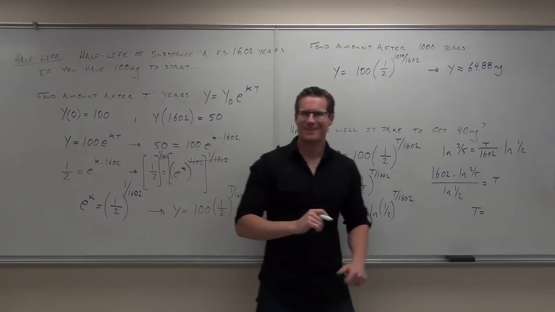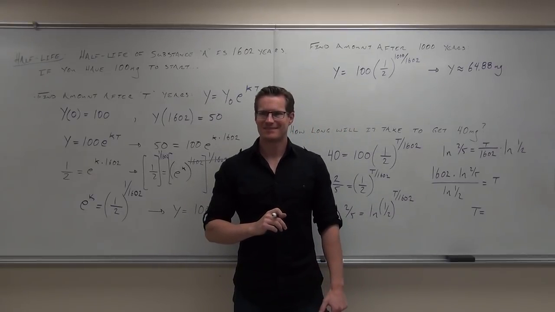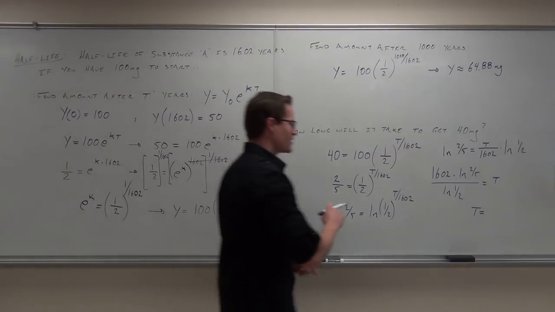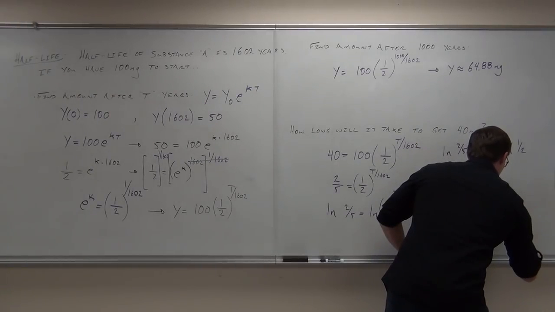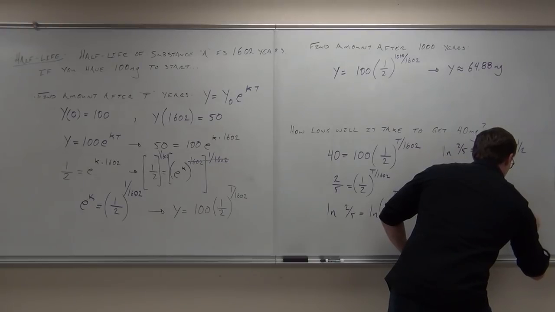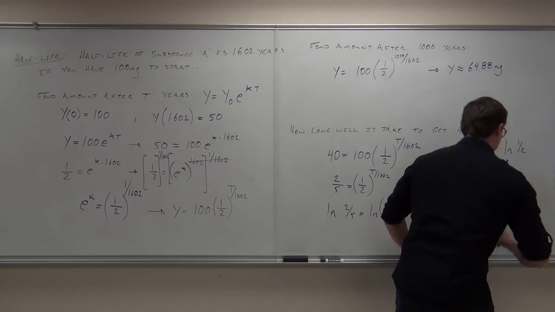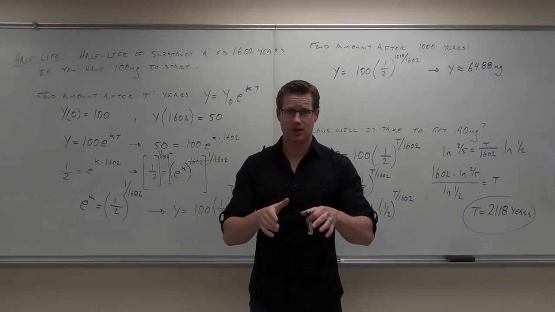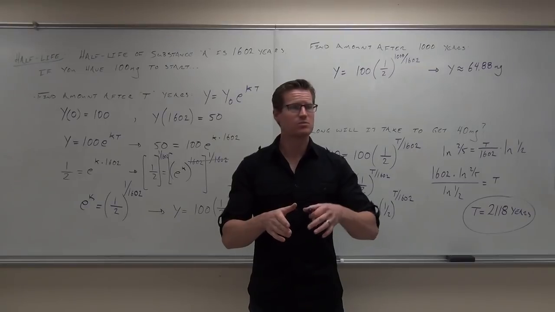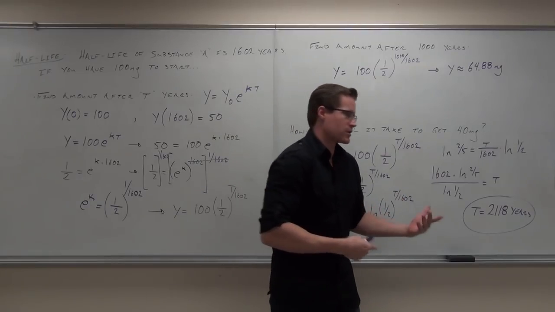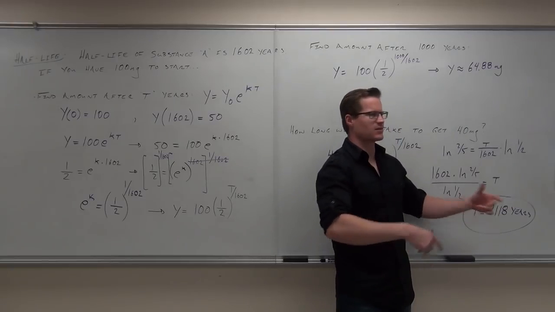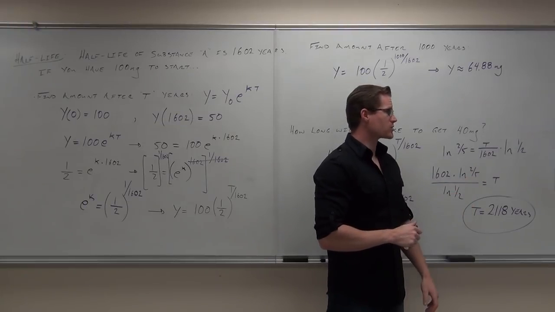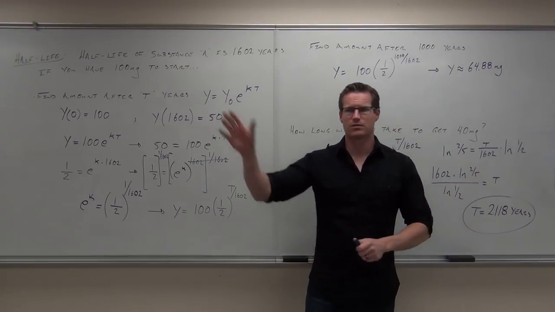Has anyone figured that one out? 2,118 years. Let me see if that's what I got too. Yeah, that's exactly what I got. 2,118 years. Let's see if that fits our model. Half of it should be gone in 1,600 years, correct? We're asking when's more than half of it going to be gone? Well, it should be more than 1,600 years. We got that. It's not hugely more, like 1,000,000 years or something, but a few hundred years later. Exactly right. Show of hands, feel okay with this idea?